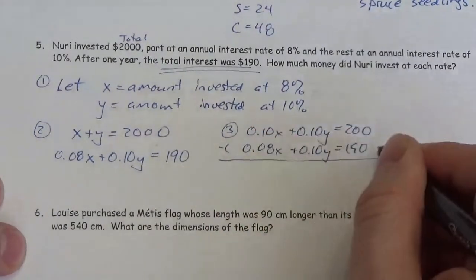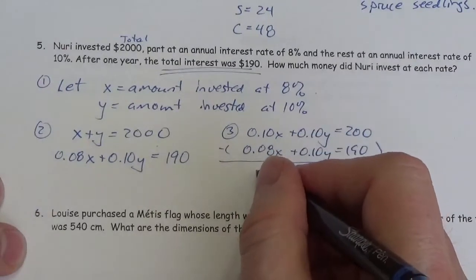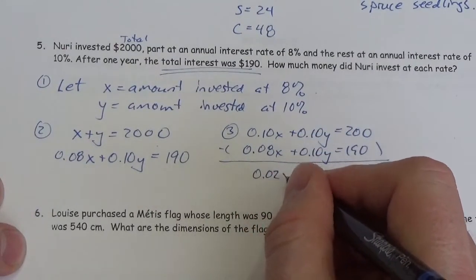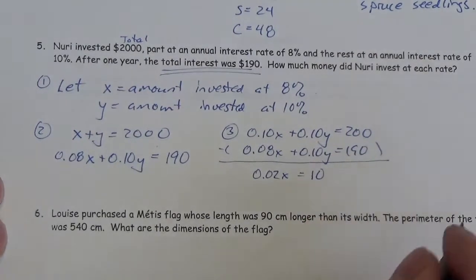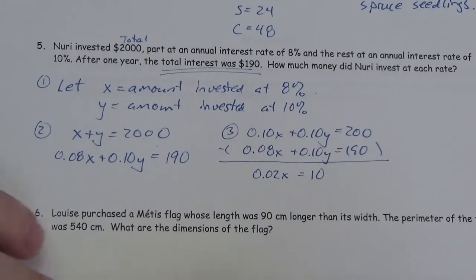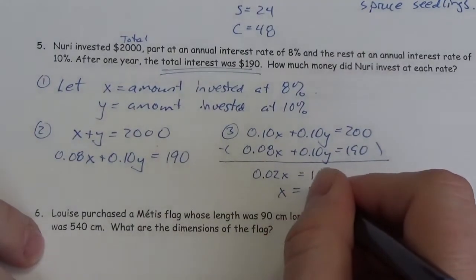And now I will subtract, and that's going to get me a coefficient of 0.02 in front of the x. The y's will disappear, and I'll be left with 10. So now 10 divided by 0.02 is going to be 500.